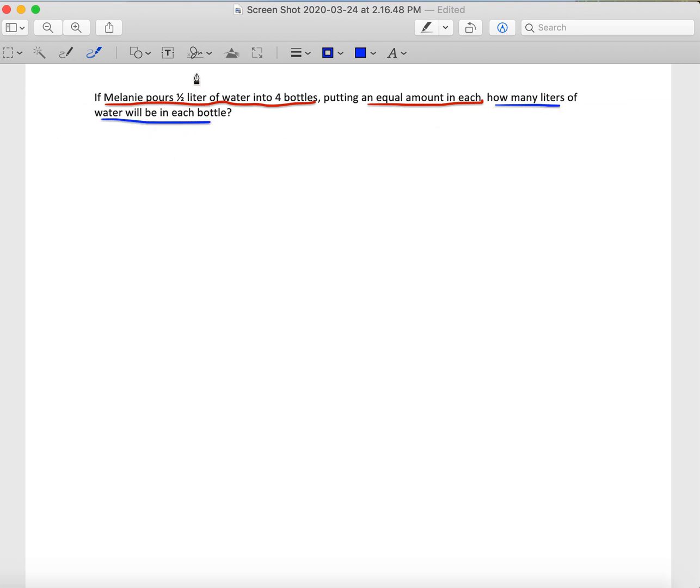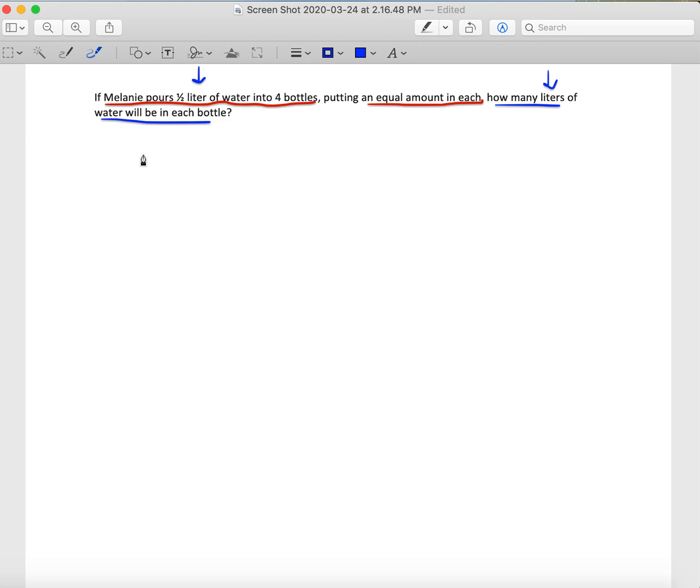So the first thing that's awesome is that I see at the beginning it says if Melanie pours 1/2 a liter, and then later on it asks me how many liters of water will be in each bottle. So what that tells me is I am not going to have to convert my measurements. It starts with liters and it ends with liters. So I'm good there. I don't have to do anything about changing it.